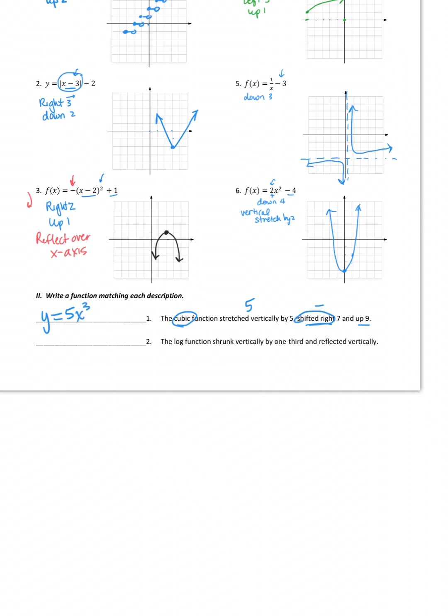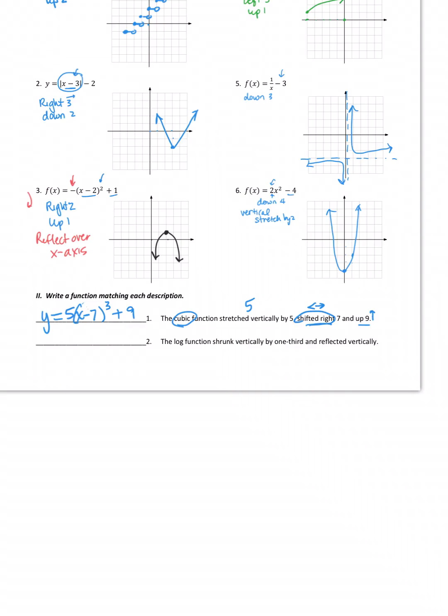Shifted right, that's a left and right movement, right? So that's going to happen just to the x value. So I need to take off my cubed part, and let's think about that. That means x is going to be in parentheses. And if it's shifted right, it's going to be opposite what I think. So if it's moving right, this should be a negative in here. And it's right 7 and up 9 means the plus 9 would hang out on the end.